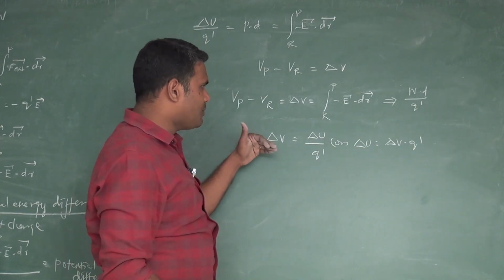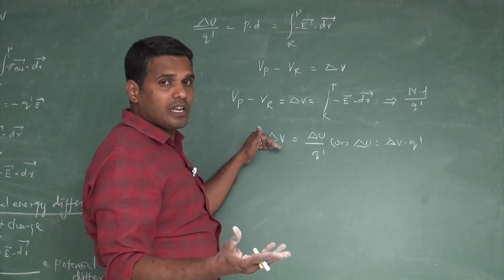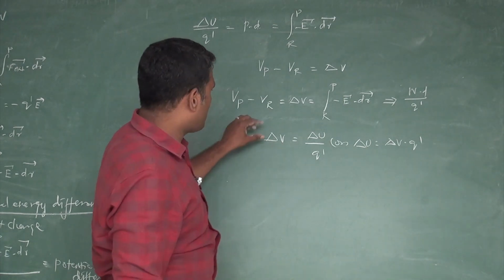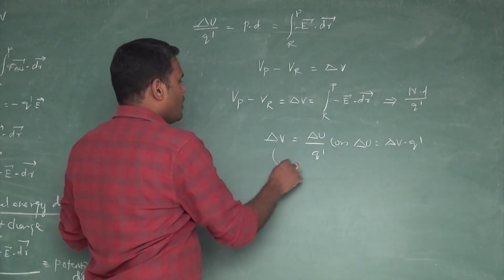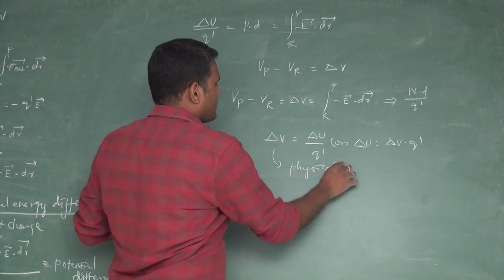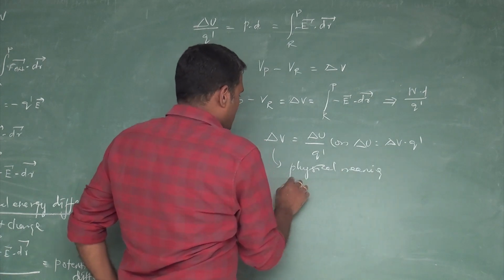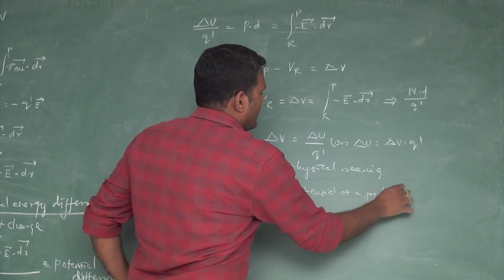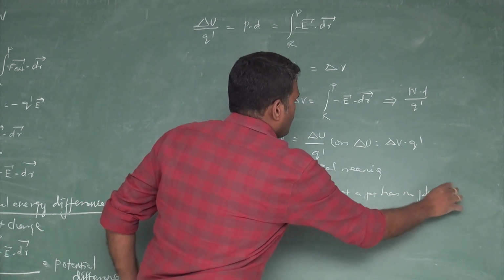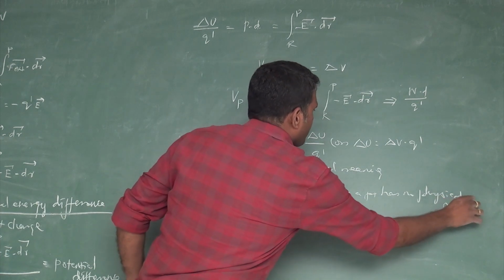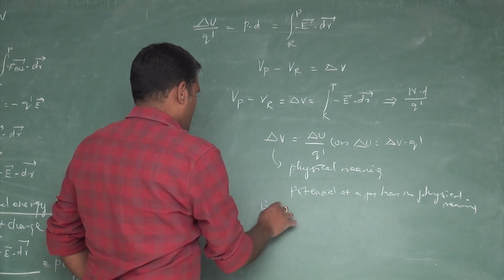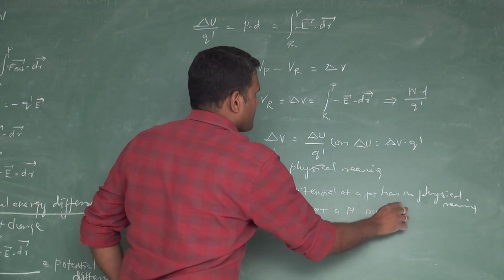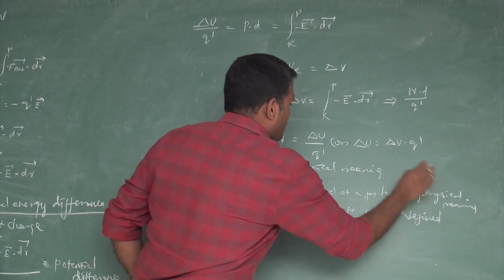So potential difference has a physical meaning, whereas potential at a point has no physical meaning. Potential difference has a physical meaning. But potential at a point has no physical meaning. Still, potential at a point must be defined.